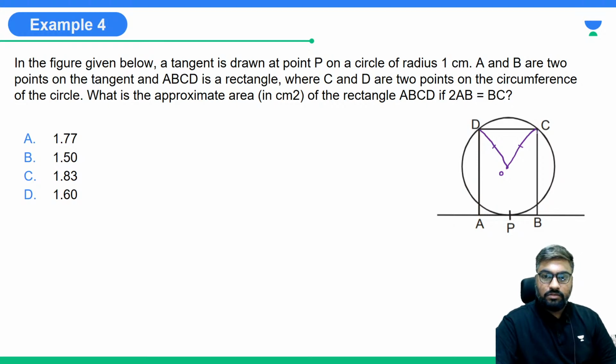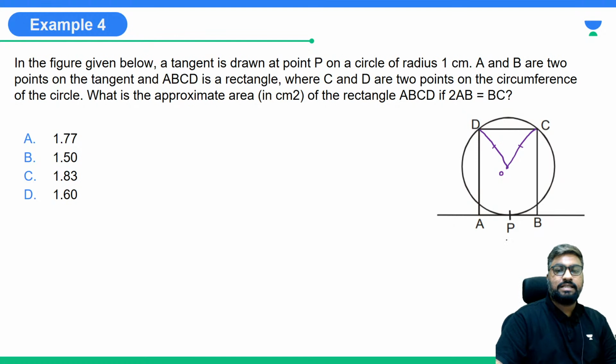So we need to find the area of this particular rectangle. First, let's start with this. They're saying 2 times AB is BC, correct? So we'll call this A and A. If this is 2A, A and A, then this will become 4A, correct? If this is 2A, then this will become 4A.